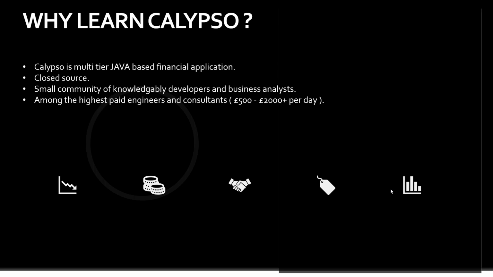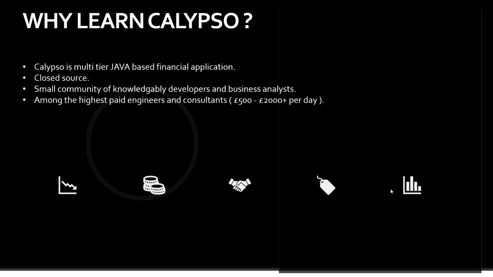So with all that talk, what's all the hype about? Why learn Calypso? Like I said in the first slide, it's a Java-based treasury management system. It's a multi-tiered Java financial application. The source code isn't available. It's not open source code out there where you can just look at the code. It's very much closed source, and you can only interact with or extend the application through their API.